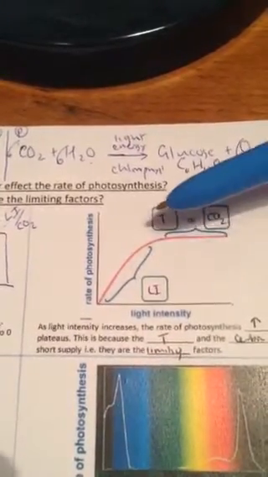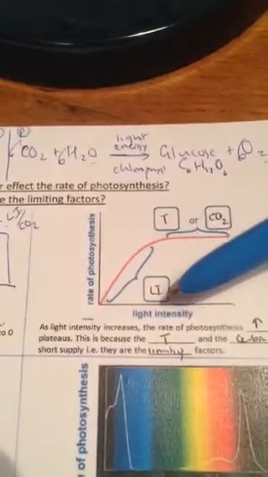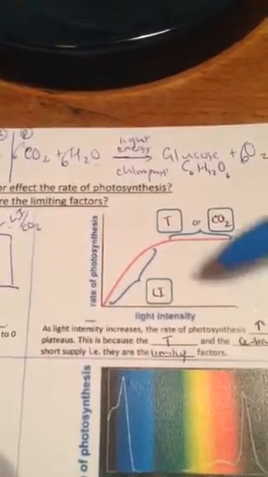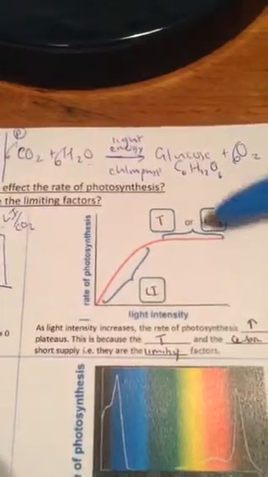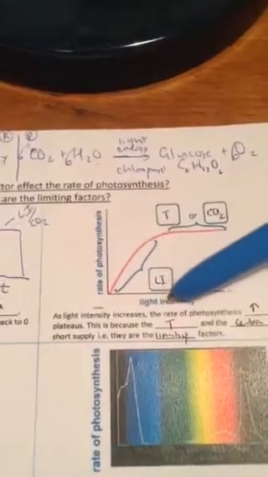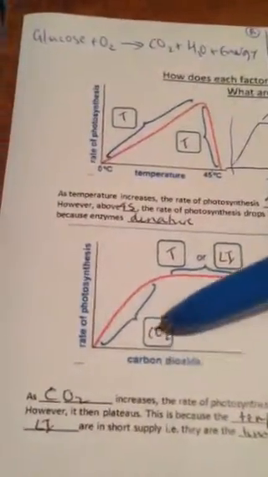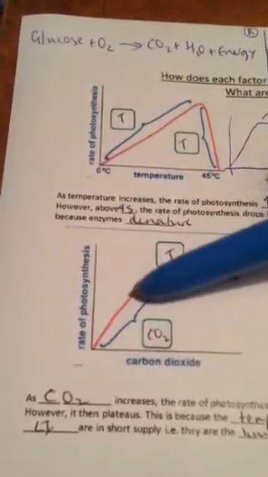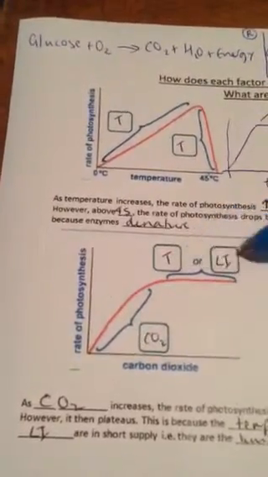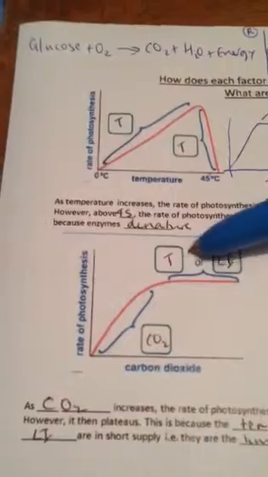So at plateauing, the reason why this isn't higher, no matter how much the light intensity goes up, is that perhaps the temperature is not right or the CO2 is not right. They are the limiting factors at that point. So look for that, light intensity there. Over here, look, CO2 on the x-axis now, that's the limiting factor. And you've got the other two limiting factors there, temperature and light intensity.